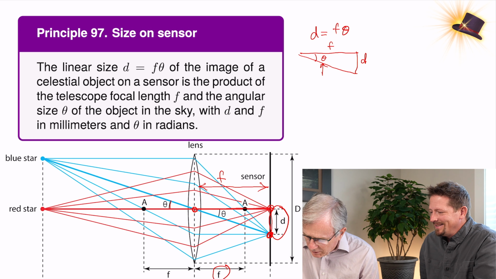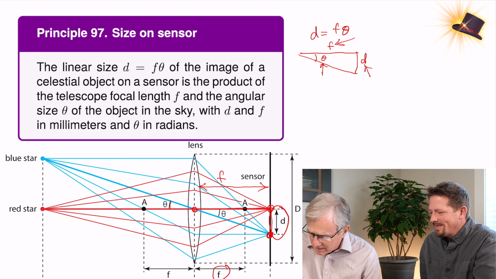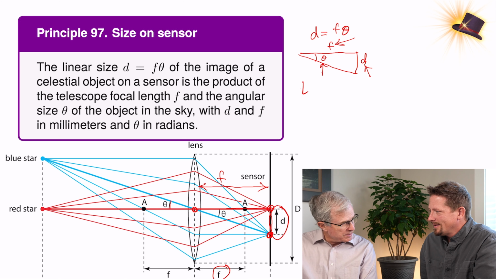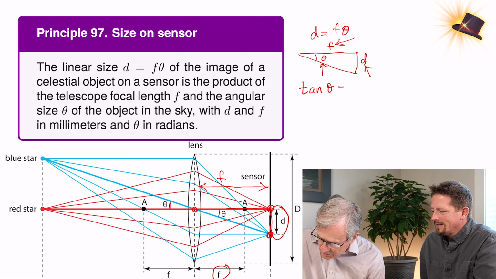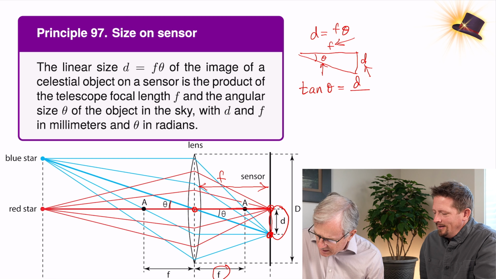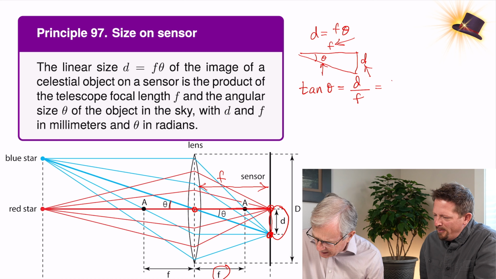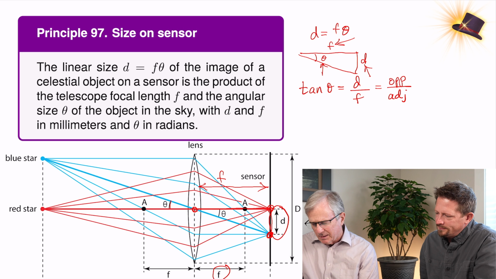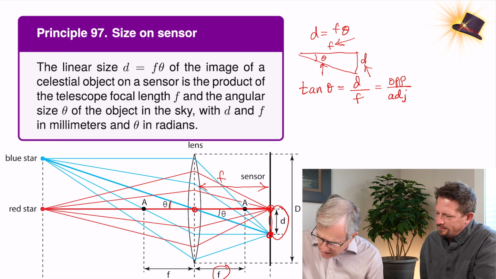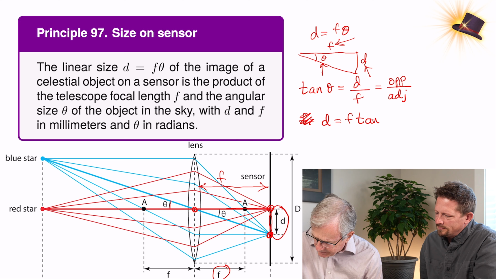If you want to relate this angle to that side, this side is opposite and this side is the side adjacent to the angle. So we can use the tangent of the angle is the side opposite over the side adjacent. Some might write it as opposite over adjacent. That's what the tangent is defined as. And then if you multiply both sides by f, you get D equals F tangent of theta.